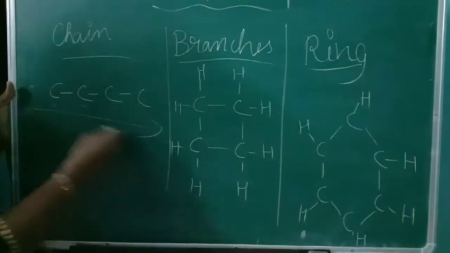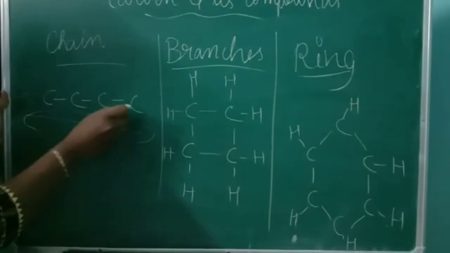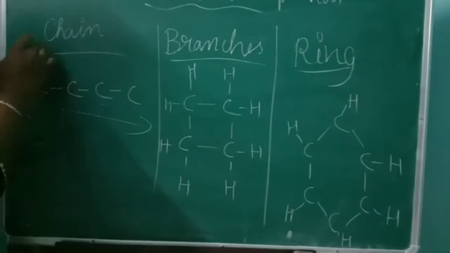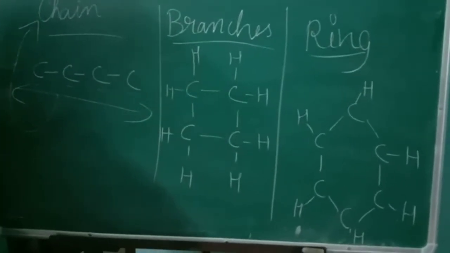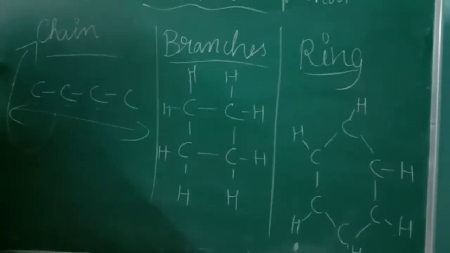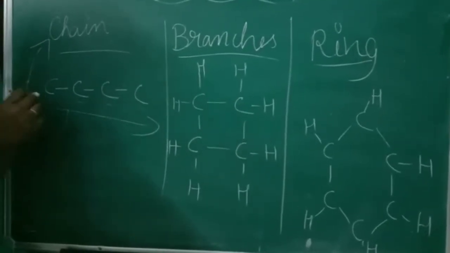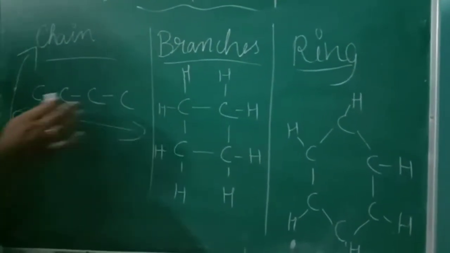It is arranged in a straight line, right? So these carbons, if it is arranged in a straight line, then it is formed as a chain type of bond formation. Okay, which type of bond formation? That is a chain type of bond formation. So here in chain type of bond formation, all the elements will be arranged in a straight line. Okay, this is a chain type.